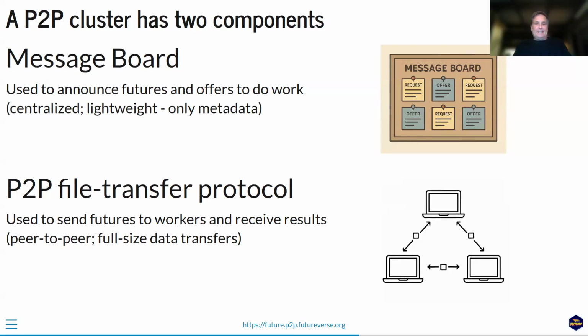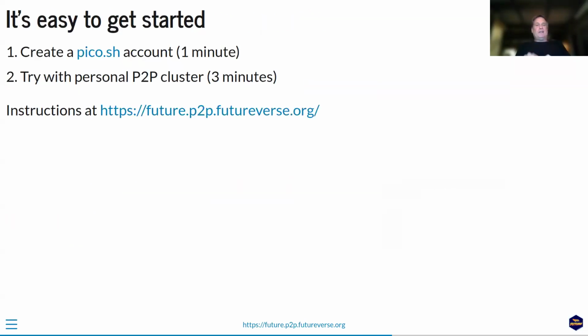Okay, so how do you get started? It's super easy. You create a pico.sh account. If you're watching right now, you can just do ssh pico.sh and you get an account. It's very private. All they ask you for is a username, no email addresses. They know nothing about you, okay? Then you can try it out by running a personal peer-to-peer cluster. That means you don't have to invite friends. And you can find instructions and examples online in the package vignettes.